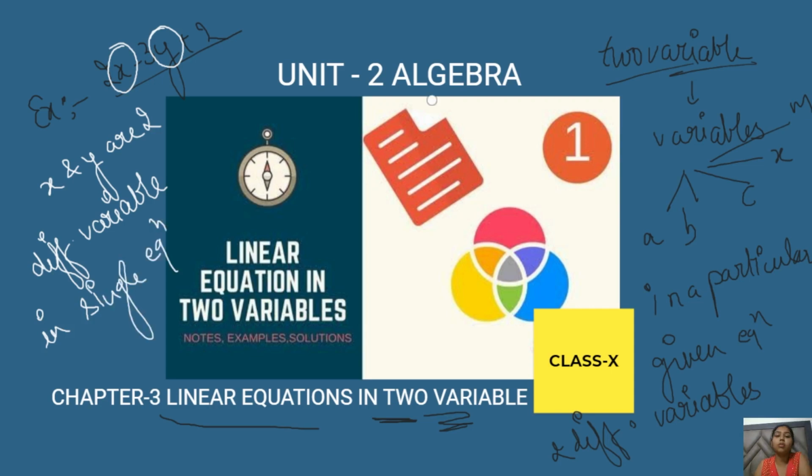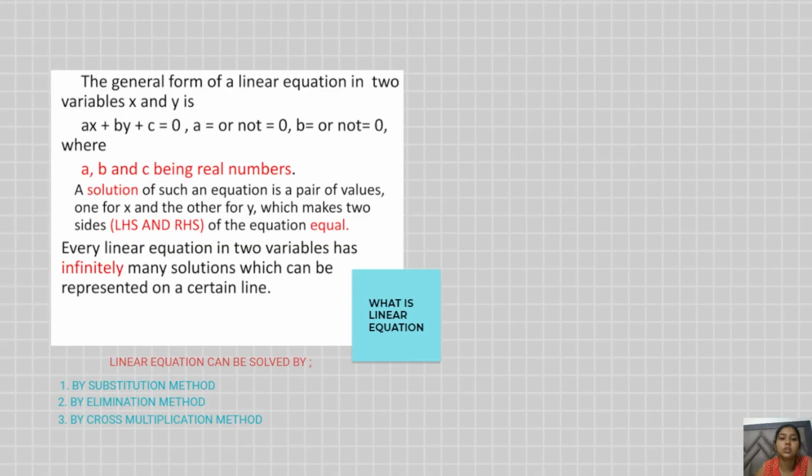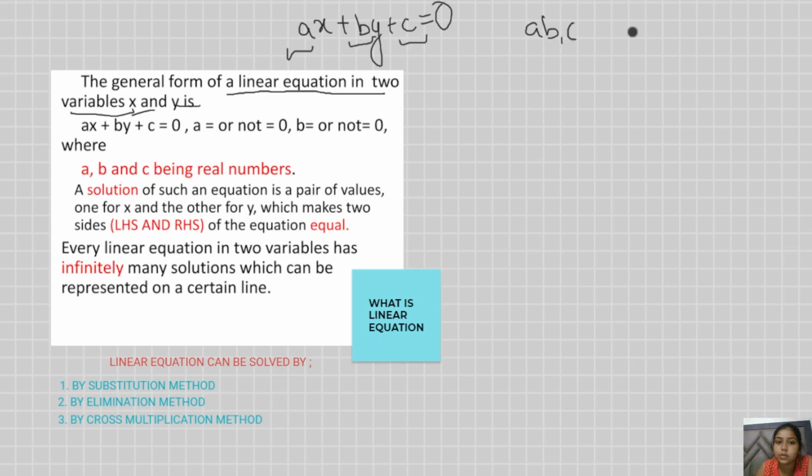Let's have a look at the standard form of a linear equation and what these variables denote. A linear equation in two variables, that is x and y, has the standard form ax plus by plus c equals 0, where a, b, c are real numbers. They are known as the coefficients of the variables.